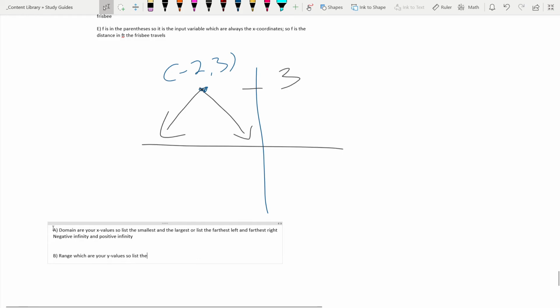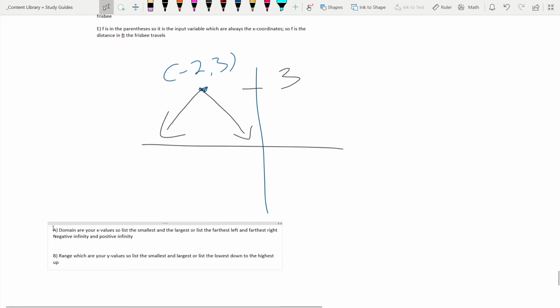So list the smallest and largest, or list the bottom to the top. Or we could go, let me not use that, let me go list the lowest down to the highest up.